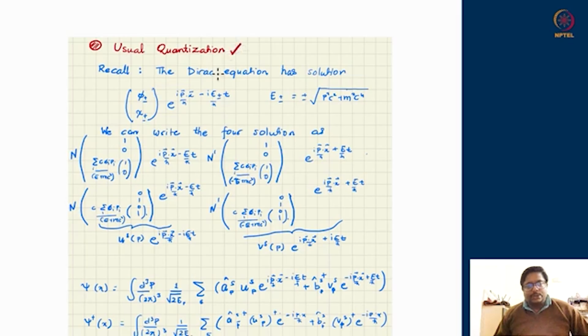So we first do the usual quantization, and surprisingly, or unfortunately for us, we will see that this usual quantization scheme, which worked very well for the harmonic oscillator structure and the scalar field, despite being appealing, leads us to some unphysical conclusions. Therefore we have to tweak the usual quantization scheme in order to get meaningful physics out. So let us see what is the unphysicality inherent in the usual quantization procedure.